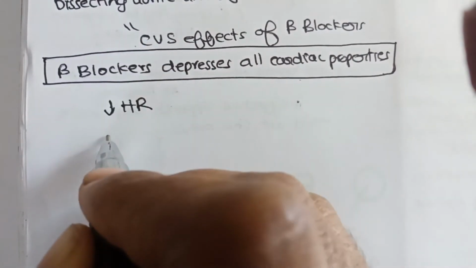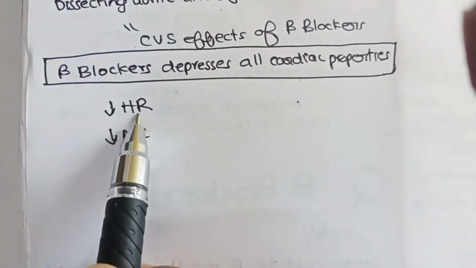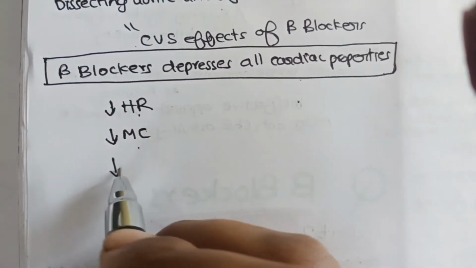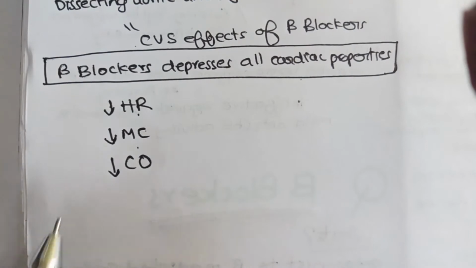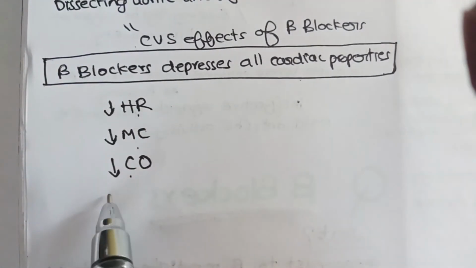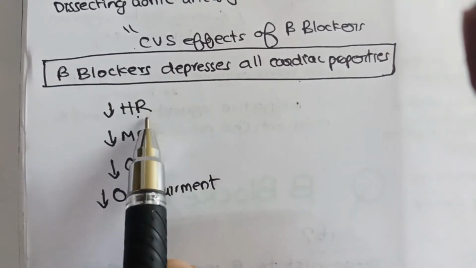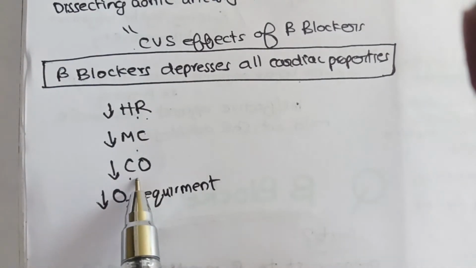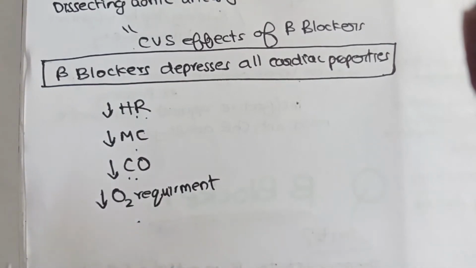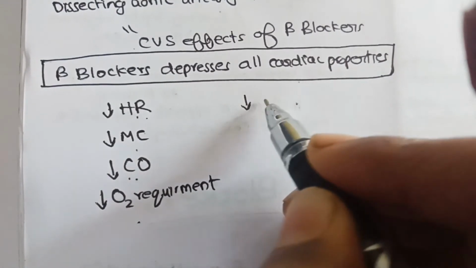They can decrease the heart rate, decrease the myocardial contractility, and because of this they decrease the cardiac output, and they also decrease the oxygen requirement by the heart. So once again, heart rate, contractility, cardiac output and oxygen requirement.